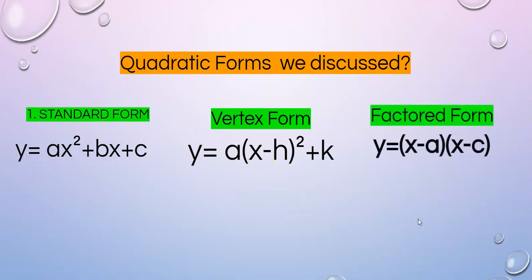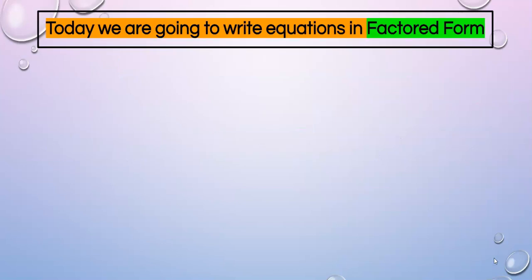And so yesterday we looked at factored form, just a little bit of it. We saw that with factored form, I can identify my x-intercepts without even graphing it. But if I was unsure about an equation given in any of these three forms, I can always use Desmos to graph it and check myself. All right, so today we're going to write equations in factored form. Let's take a look at an example. Let's jump right in.